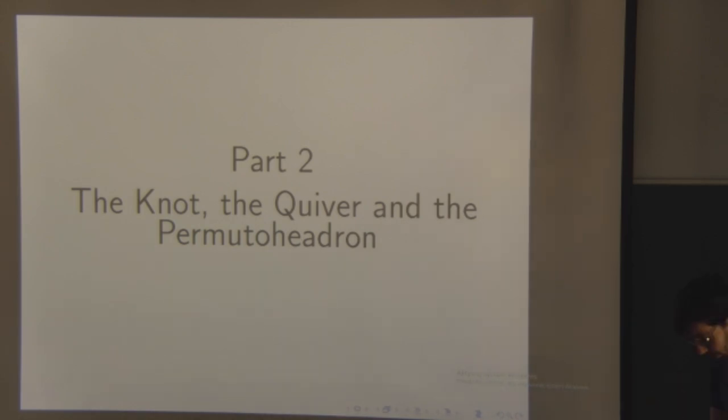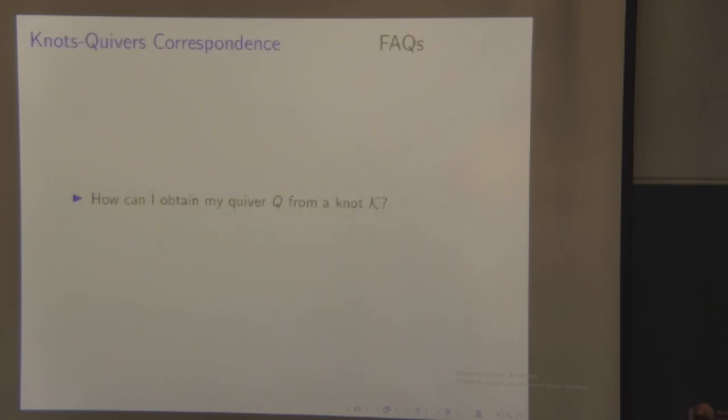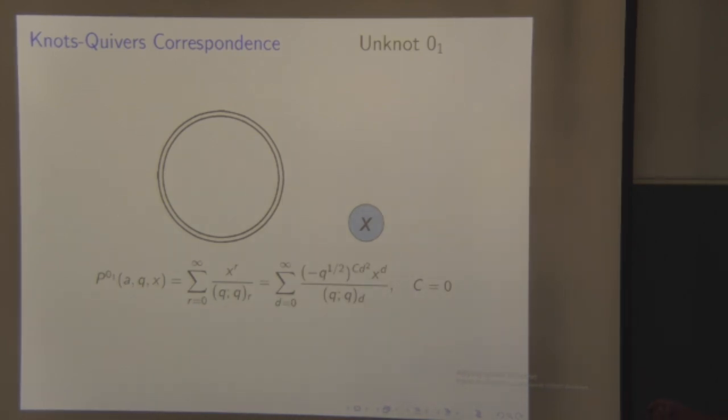So moving on to the knot, the quiver, and the permutohedron. So this part I really like because it has a lot of visual input. So I get a lot of questions when I give these sorts of talks. So I wanted to address this presentation by answering these questions. So can I obtain my quiver from a knot? How can I do it? So the simplest example is the unknot. So this corresponds to just one vertex quiver with no loops.